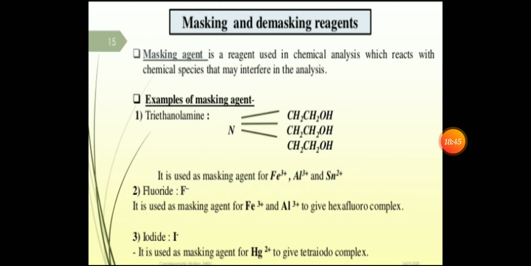Okay, so what are the examples of masking agent? Triethanolamine. See, this is the triethanolamine example of the masking agent. It is used as a masking agent for the ferric, aluminum. Okay, then next is the fluoride. Fluoride also one of the example of the masking agent. It is used as a masking of ferric and aluminum. Next is iodide. It is masking agent for the. Okay, see, these are the examples: triethanolamine, fluorides and iodides.